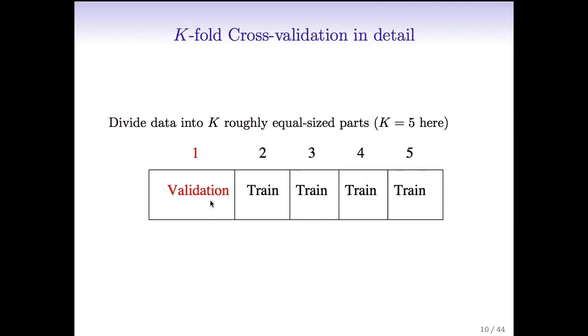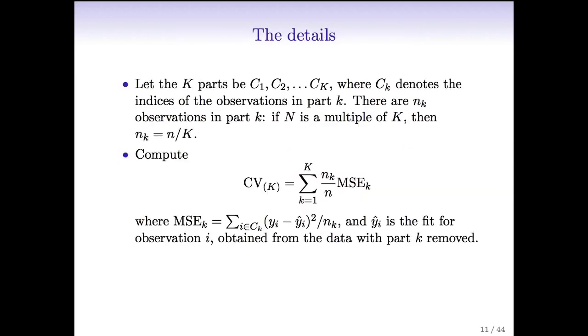So we have 5 stages where in each stage, one part gets to play the role of validation set. The other 4 parts are the training set. We take all the prediction errors from all 5 parts, we add them together, and that gives us what's called the cross-validation error. So now in algebra, I'll give you the details of what I said in words.